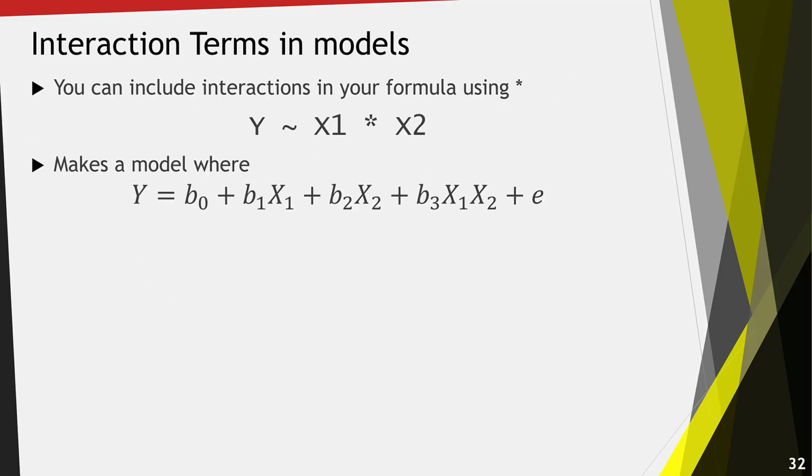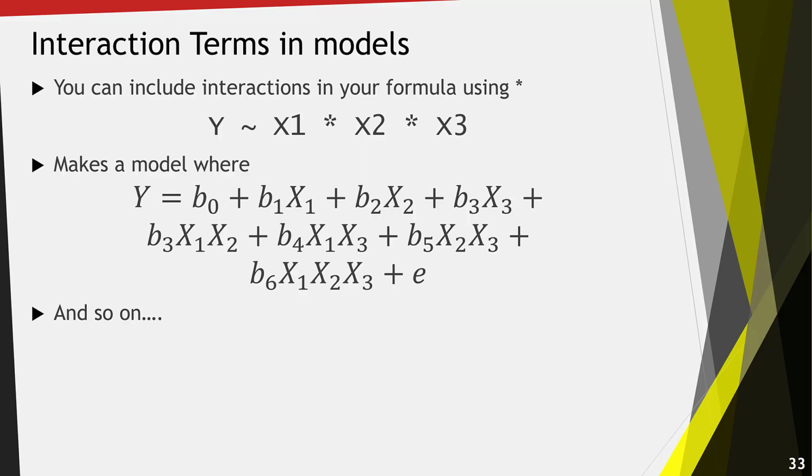What does that look like mathematically? Taking that same formula would generate a mathematical expression like the one I have here, where I have the x1 feature, the x2 feature, and the interaction of those features. R is going to construct all possible interactions when you construct formulas this way.